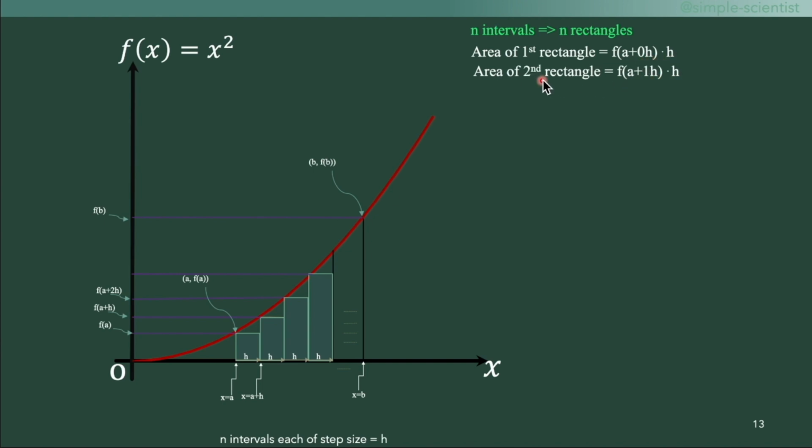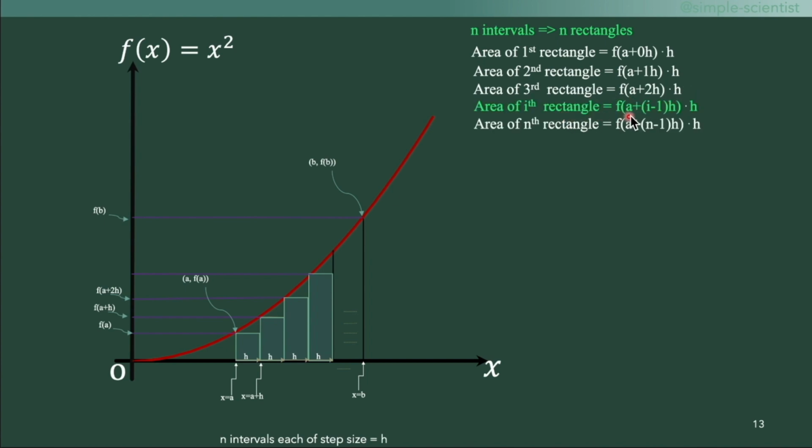Similarly, the area of the second rectangle: width is h and height is f of a plus h, so this one. And similarly for the third rectangle. In general, for the ith rectangle the area will be f of a plus i minus 1 into h, multiplied by h. And for the nth rectangle, the area will be f of a plus n minus 1 into h, multiplied by h. Note that for the third rectangle we have 2h, therefore for the ith rectangle we will have i minus 1 into h.